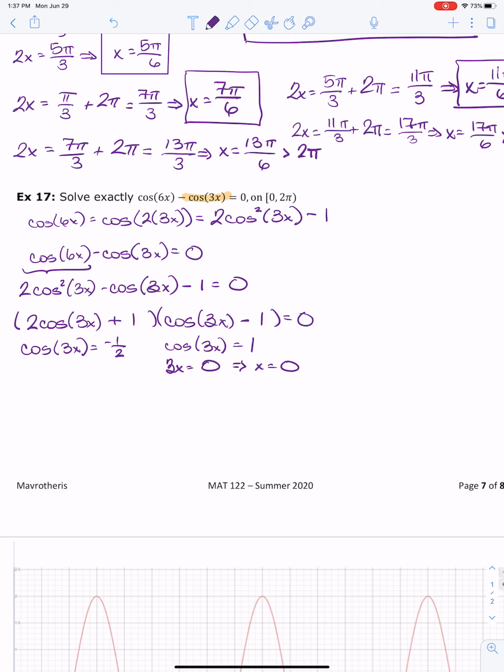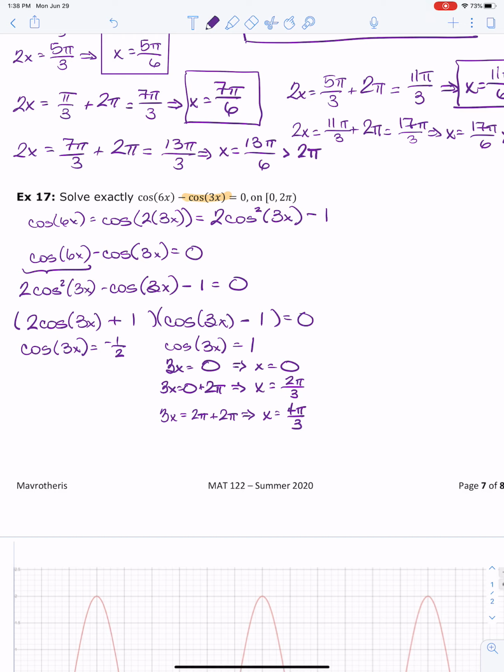Again, feels a little sketchy, so I'm going to go ahead and add 2 pi to that. So I get 3x equals 2 pi, x equals 2 pi over 3. And that's still between 0 and 2 pi. I'm going to add 2 pi again, and I get 3x equals 4 pi. Divide both sides by 3, I get x equals 4 pi over 3.